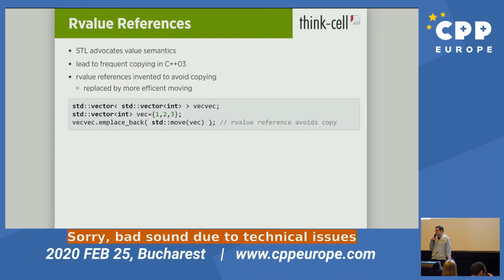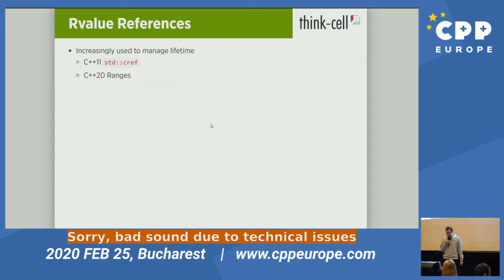Once they had been invented, there was actually another usage for them. R values are things which are typically not variables in your program, but just expressions whose value goes away pretty soon. That's why you can steal resources, because for things that go away anyway, you may as well take away the resources because you won't need them anymore. But that also means that R values tell you something about the lifetime of a variable.